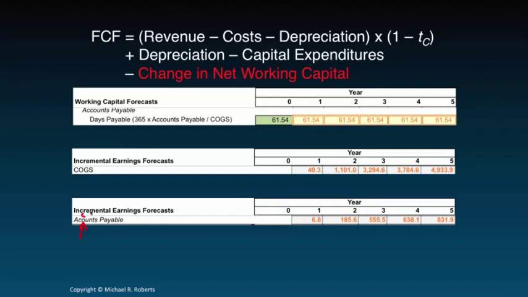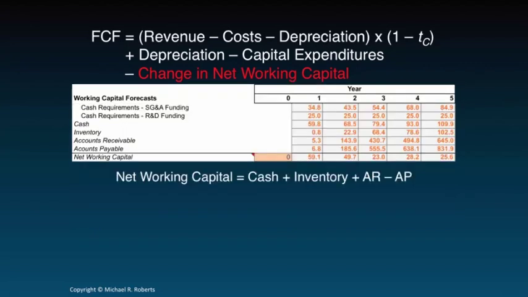We get our projected accounts payable series. And we can put this all together, our cash, inventory, accounts receivable, and accounts payable forecasts, to compute net working capital for each year. Remember, it's going to be cash plus inventory plus accounts receivable minus accounts payable. That gets us our net working capital.